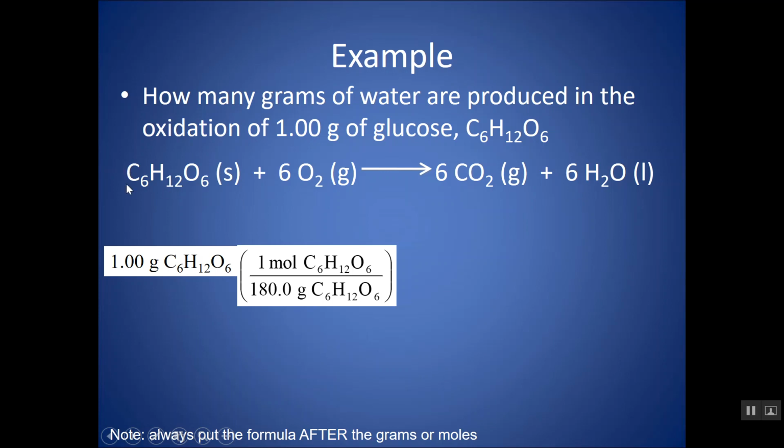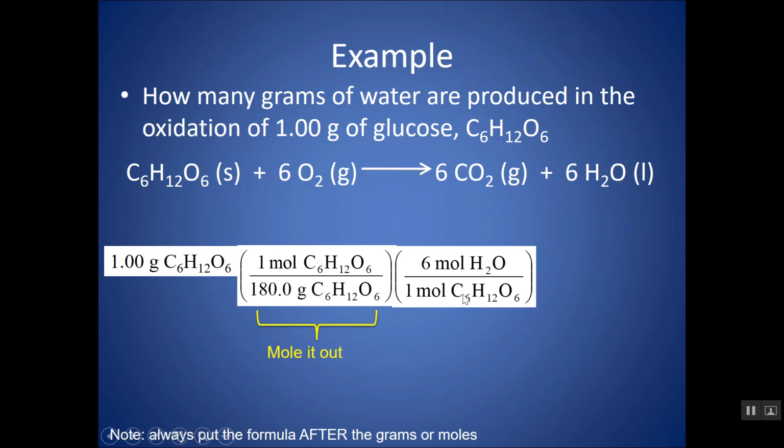So I use 1, glucose has a coefficient of 1, okay? And so that's going to go with glucose. H2O has a coefficient of 6 that goes on top. This is the part that we call stoichiometry. Now I'm in moles of H2O, but check that that's what you want. I don't want moles of H2O, I want grams of water.